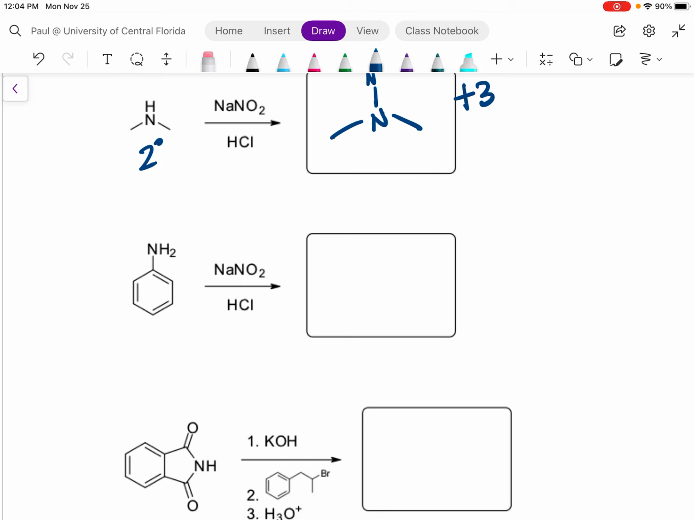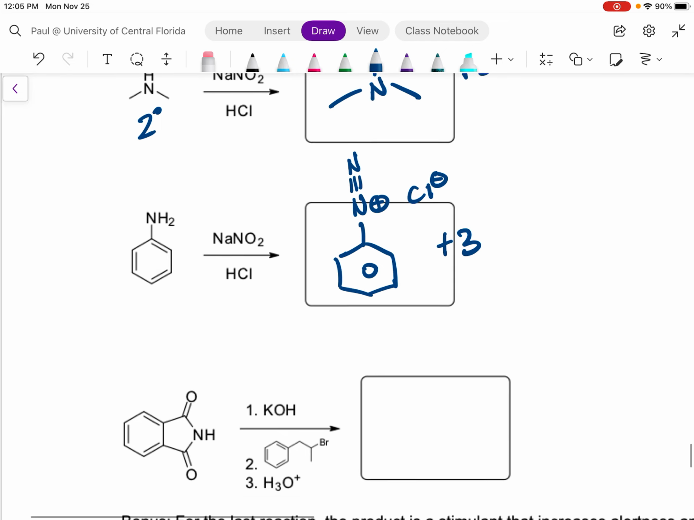When you have aniline with nitrous acid, it forms the diazonium salt. And so that would look like this. And our chloride's floating around there. And to be more precise, that would be the aryl diazonium salt because the diazonium is attached to the aryl group or the benzene ring. So that would be +3 points there.